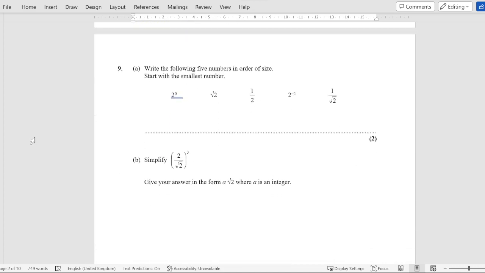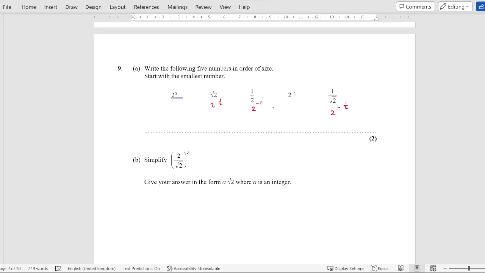For question 9, I did a bit of working on this, and I wrote all of them as powers of 2. So that one's already a power of 2 to 0. This one would be 2 to the half. This one would be 2 to the minus 1. And this one would be 2 to the minus a half. And then from then I can just arrange them in power size.